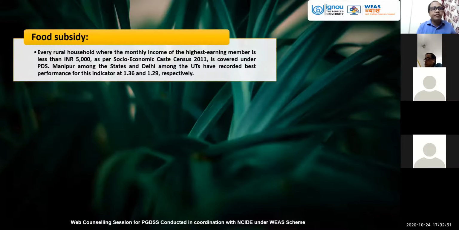If you look into progress, for example in terms of food subsidy, as per the Socio-Economic Caste Census, every household where the monthly income of the highest earning member is less than 5,000 rupees is covered. Most households have at least a member that earns 5,000, and that is taken care of under the PDS, the Public Distribution System. In performance, Manipur among the states and Delhi among the union territories have recorded the best performance.